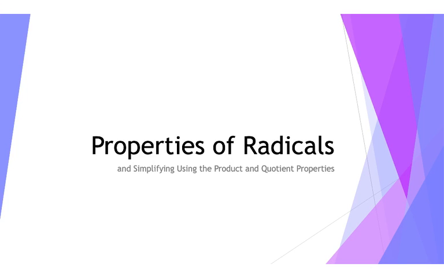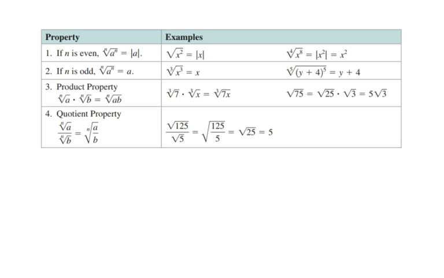Properties of radicals. And we're also going to simplify some more complicated radicals using the product and quotient properties. So let's get started. First of all, here's a list of different properties I want to talk about, but I'll give some examples to make it more real. So first of all, let's do some examples to talk about property number one.